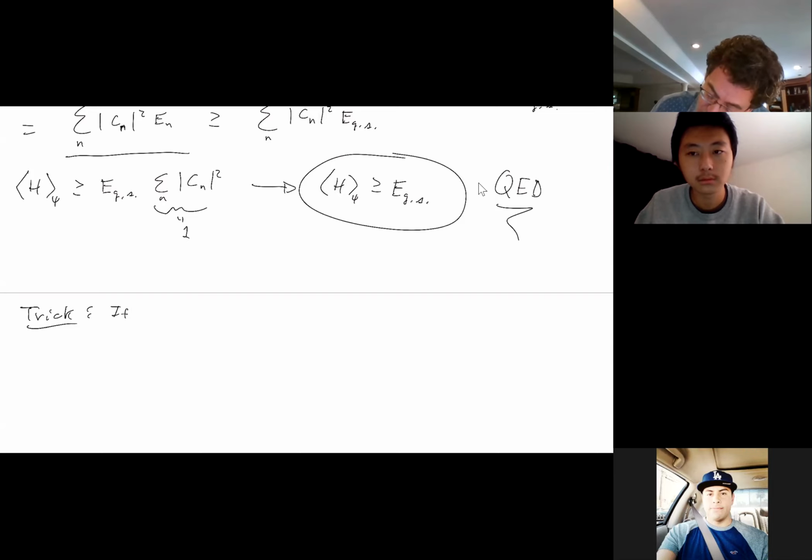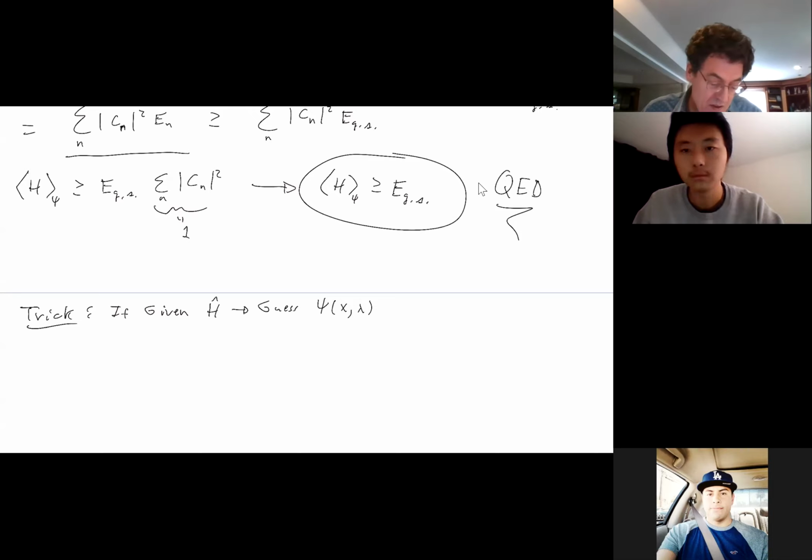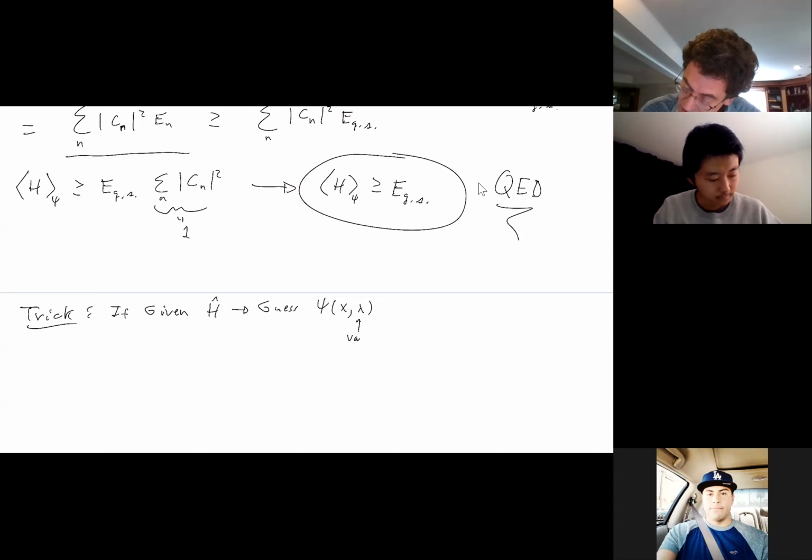If someone gives you some weird Hamiltonian that you have no chance of ever being able to solve, it's too hard. If you're given this and then they say to you, what's the ground state wave function? What's the ground state energy? Then what you can do is you can just guess some arbitrary wave function. Like if this is a 1D problem, you can guess some arbitrary function of x, but you can also have some variational variable.